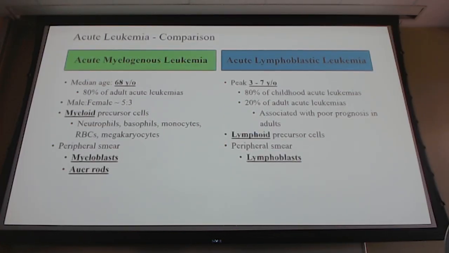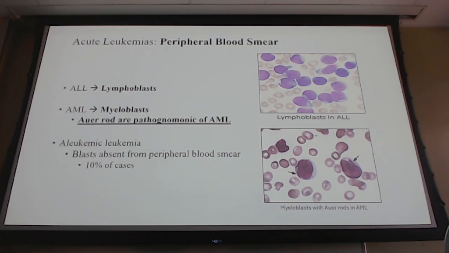There's a nice little breakdown comparison. It's pretty accurate, right? So the blasts, the Auer rods. What else may you see in ALL? What type of abnormality? There you go, Philadelphia. From Elton John, right? There's another comparison. The ALL, the lymphoblast, right? Greater than 20% on bone marrow biopsy. AML, it's myeloblast, right? It makes sense. Myeloid, lymphoid. And you see those Auer rods, think AML.